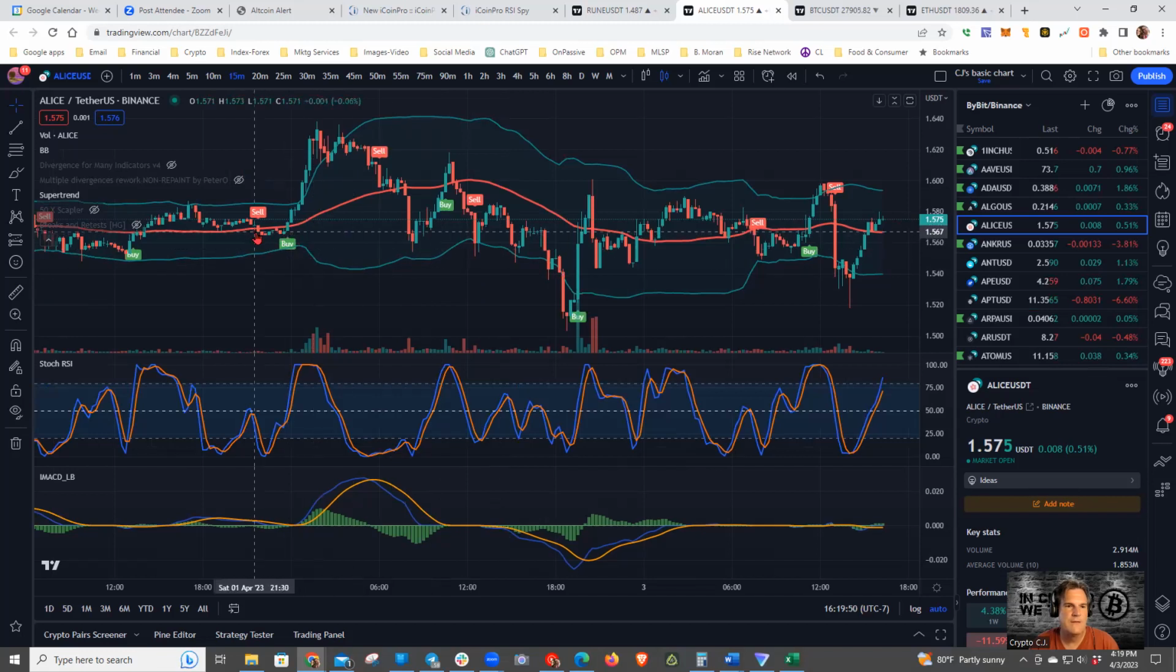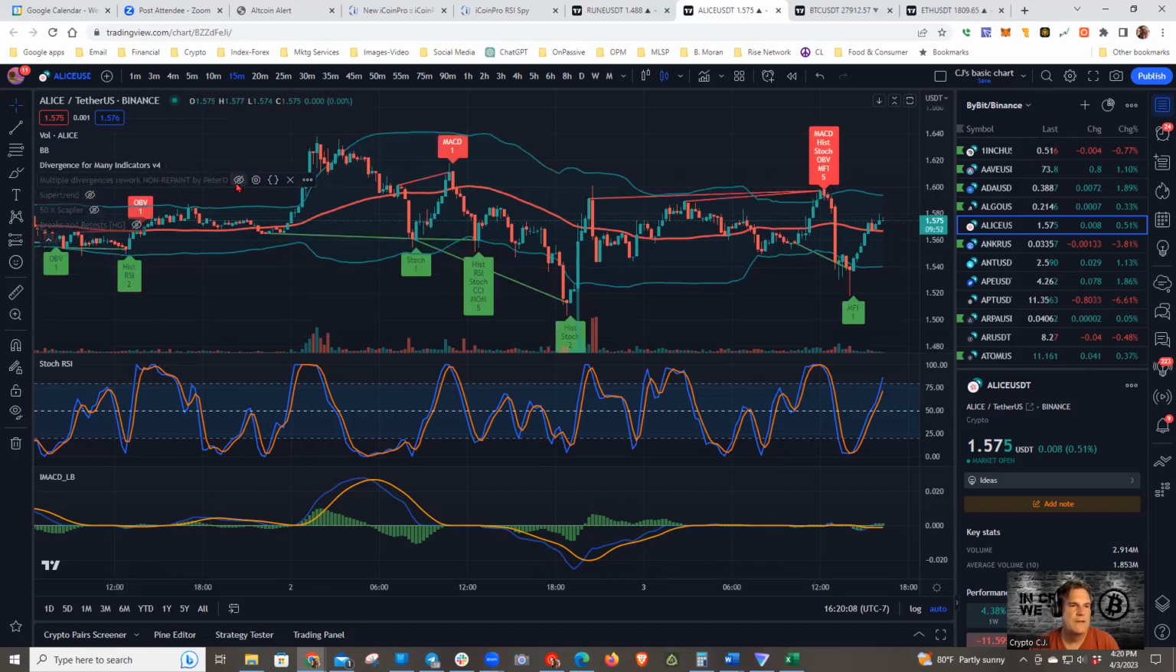The sells, if you're trading leverage on the short side, did okay as well. That one here did well. That one did well. This one went against you at first, then came down, did pretty well. So not bad on super trend.